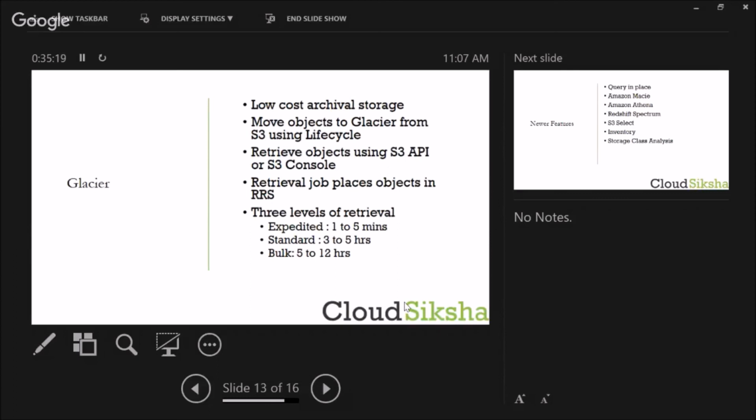So Glacier basically is an archival system which helps you store files for archive and costs very low. They claim that the cost is the same as storing on a tape.